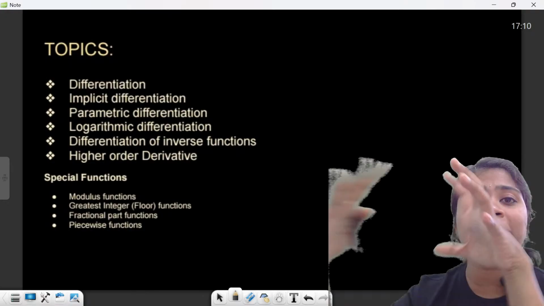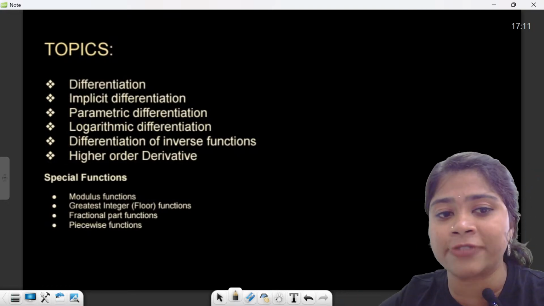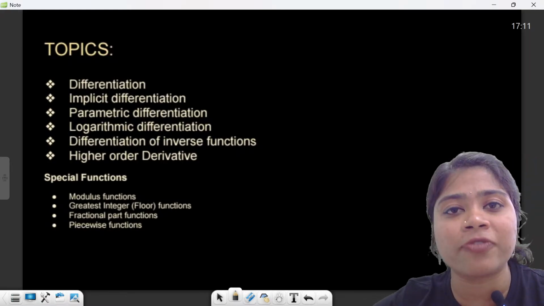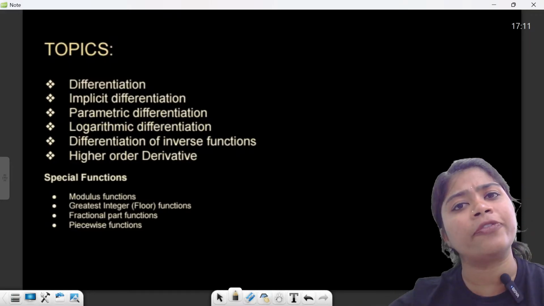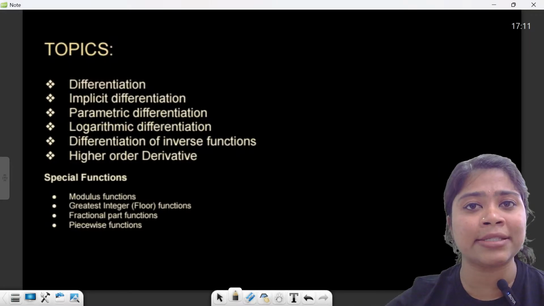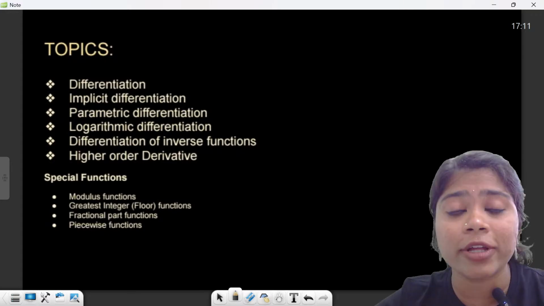There are different types of functions. Particularly when you are given a modulus function, greatest integer function, fractional part function, or piecewise function, how to differentiate those? These are all the main tricky questions they ask in competitive exams. Even in the board exam, they are asking the same.